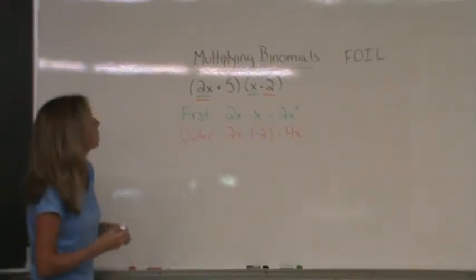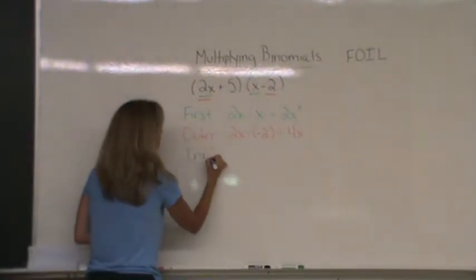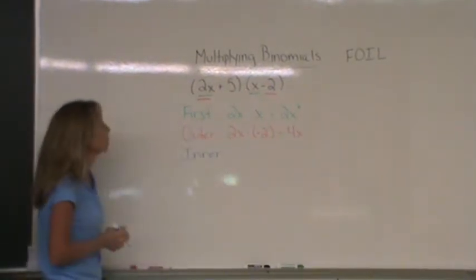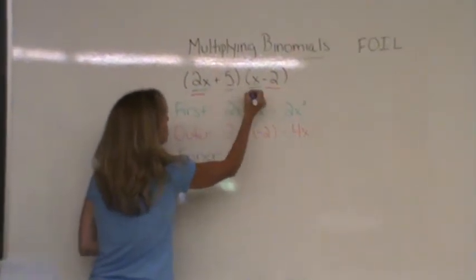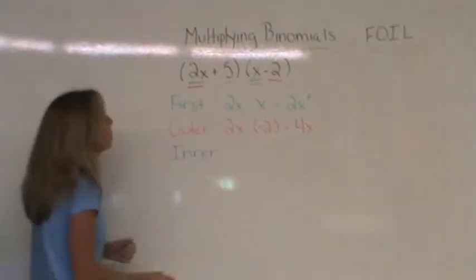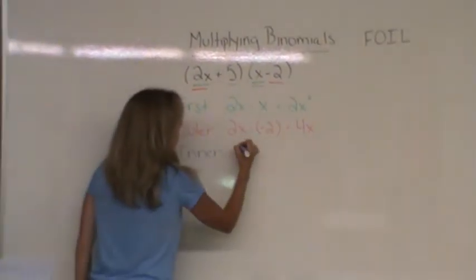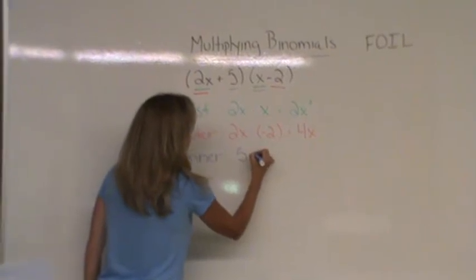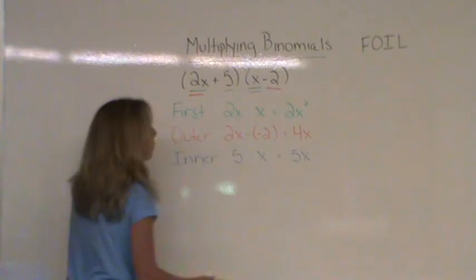Our I stands for the inner term. The inner terms are the two terms on the inner of this whole expression. Okay? The 5 and the x. So our inner term is 5 times x, or 5x.